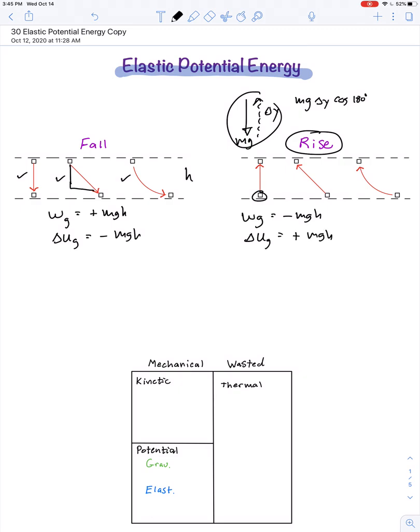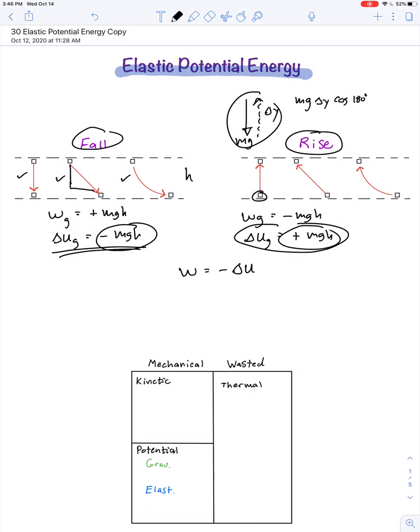Whenever conservative forces are at play, we know the work done by that conservative force is always equal to the negative of the change in potential energy associated with that force. So the bottom line is, whenever an object falls, the change in gravitational potential energy is negative, and whenever an object rises, the change in gravitational potential energy is positive.